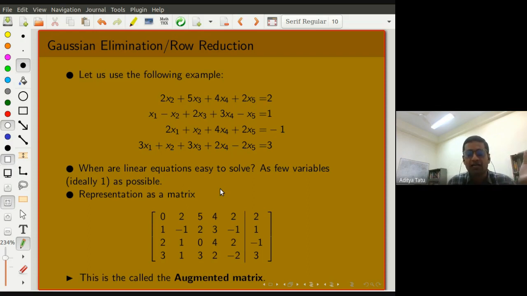And just to make my life easier, rather than writing the names of the variables, which anyway are not important, it doesn't matter whether I call the variables x1, x2, x3, x4, x5 or a1, a2, a3, a4, a5, let's remove that and represent this linear system using a matrix. If you look at the first five columns, they are nothing but the coefficients associated with each of the five variables in the four equations. And you would see there is a vertical line. That is just there to tell you that the column to the right of this vertical line is the column vector formed by the right-hand side values.